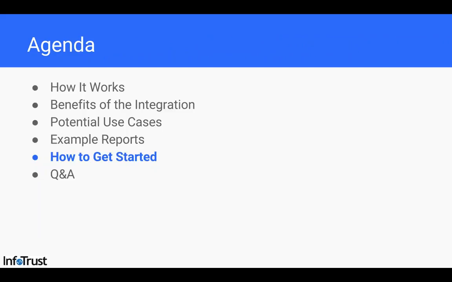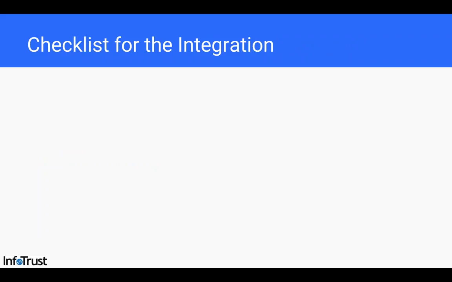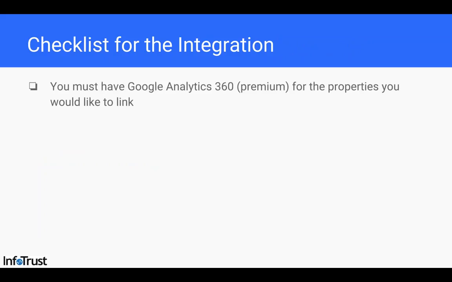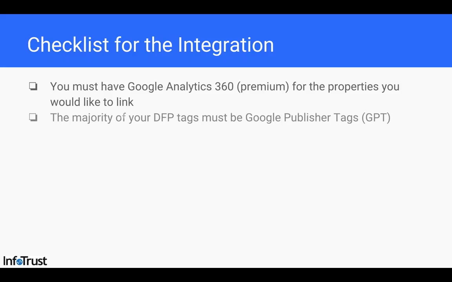So this next section is on how to get started with the integration. So we're almost done here. There are a few main areas you need to confirm before you actually get started with this integration. So first, you have to be a Google Analytics 360 customer, and the property or properties that you want to link must be GA360 properties, so they need to be upgraded. So that's the first big obvious thing there.